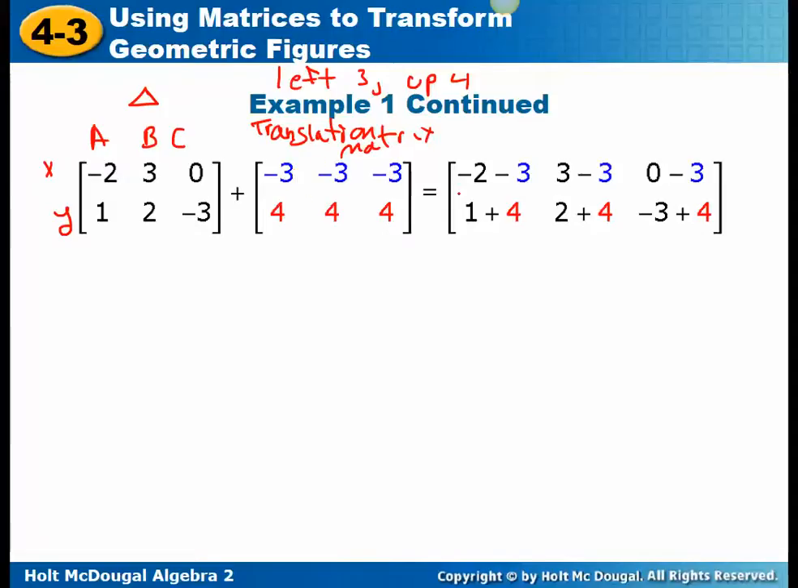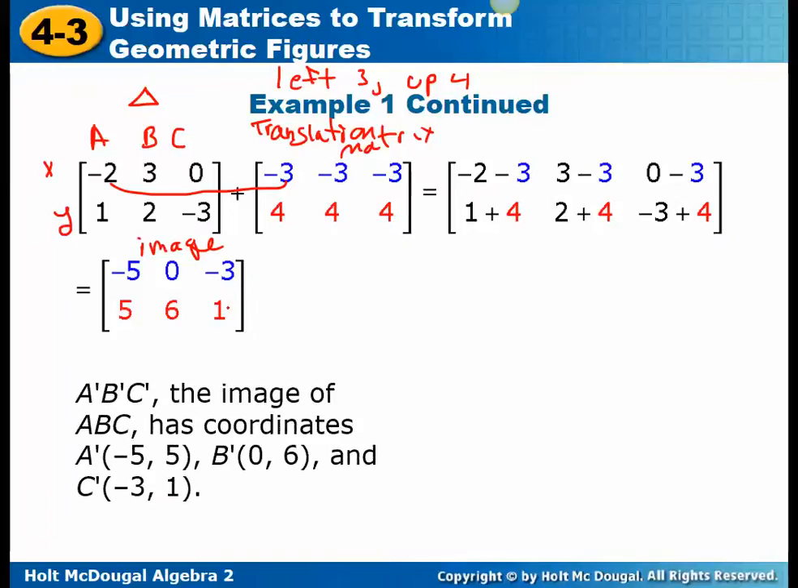So what we do then is we just add these together the way that you learned in 4.1, where we add each entry, -2 plus -3, 3 plus -3, 0 plus -3, 1 plus 4, 2 plus 4, and -3 plus 4. We add those together, and this is the image matrix. This would be our new figure after the translation. So the coordinates of the new figure would be A prime, B prime, C prime. You put an apostrophe after the capital letters of each vertex to show that it has been transformed.